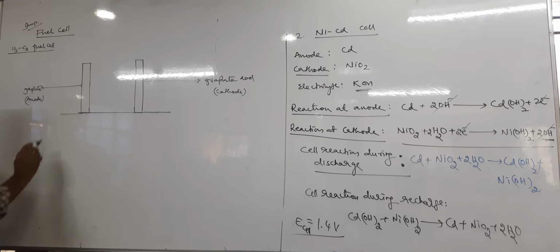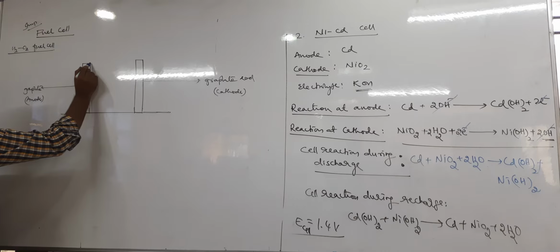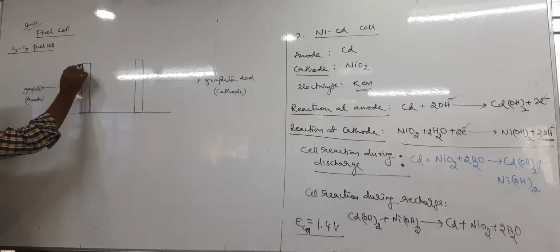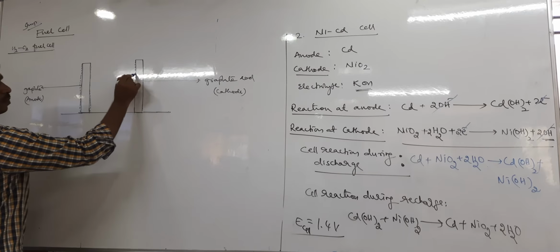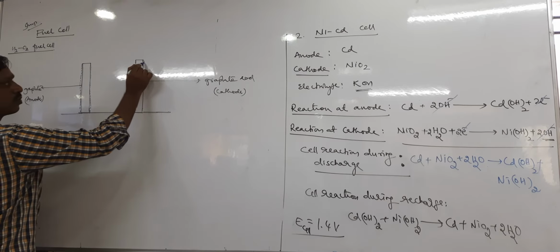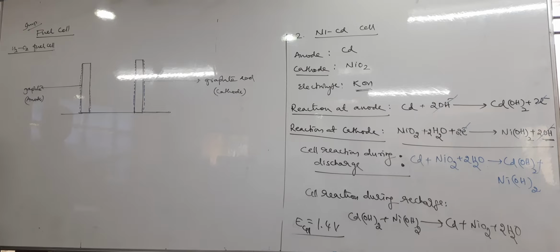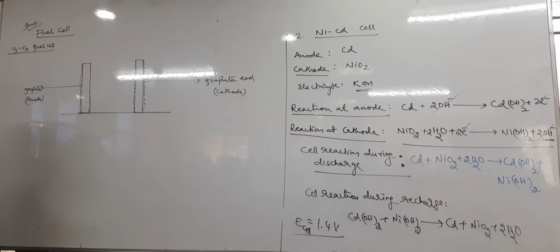These two graphite rods are impregnated. It means they are coated, uniformly coated, with finely divided platinum, because the adsorption increases. So uniformly coated with finely divided platinum to increase the adsorption.